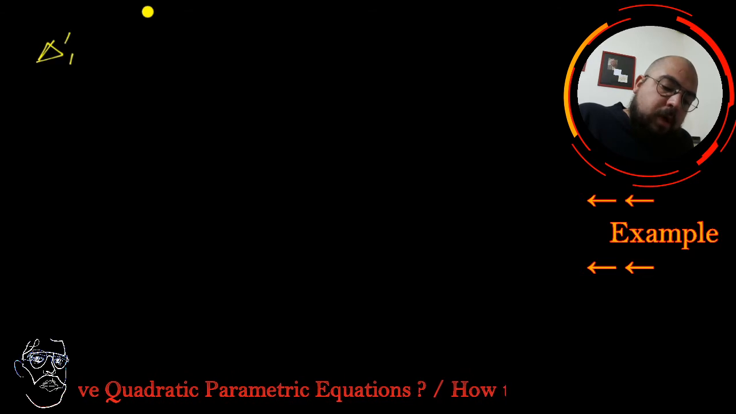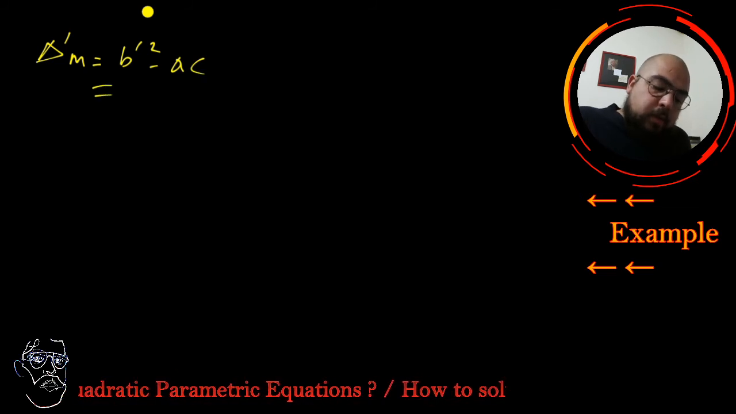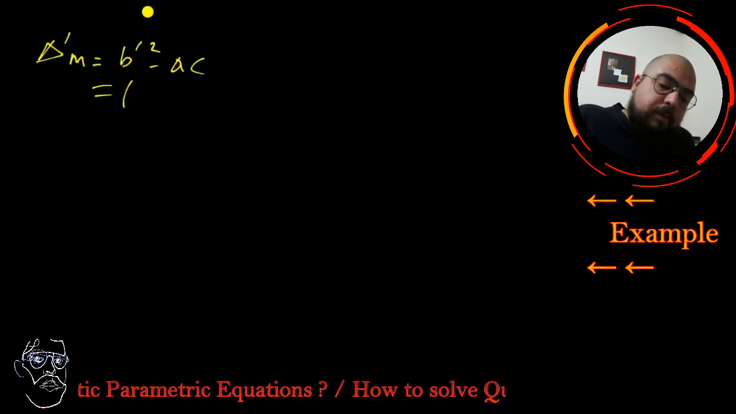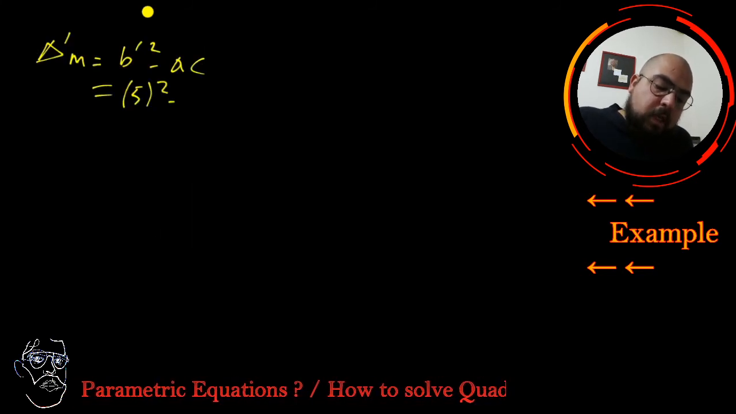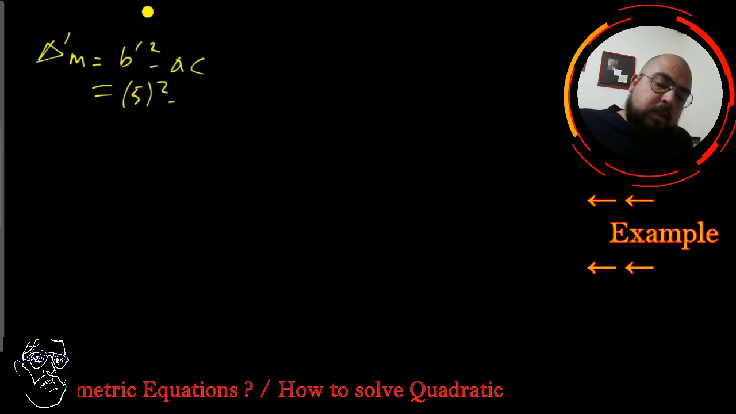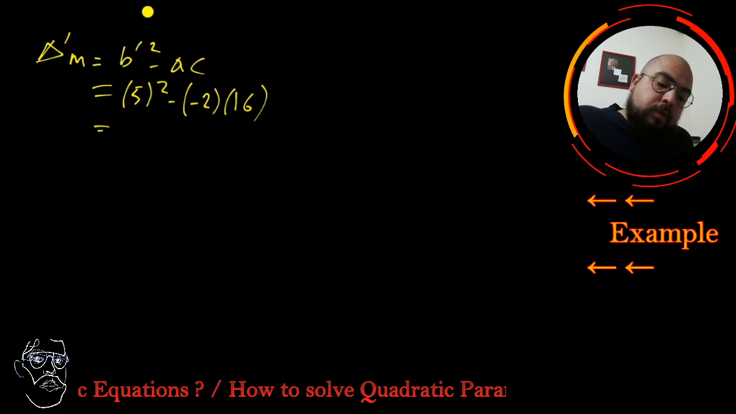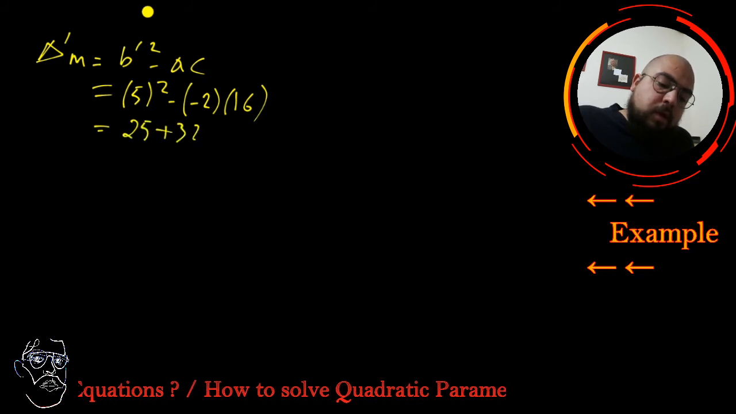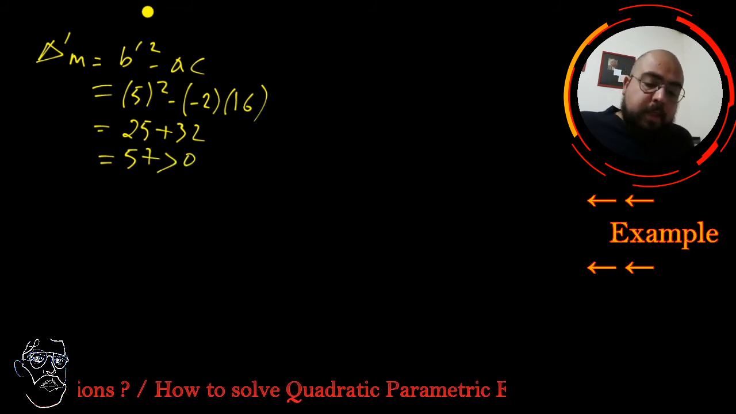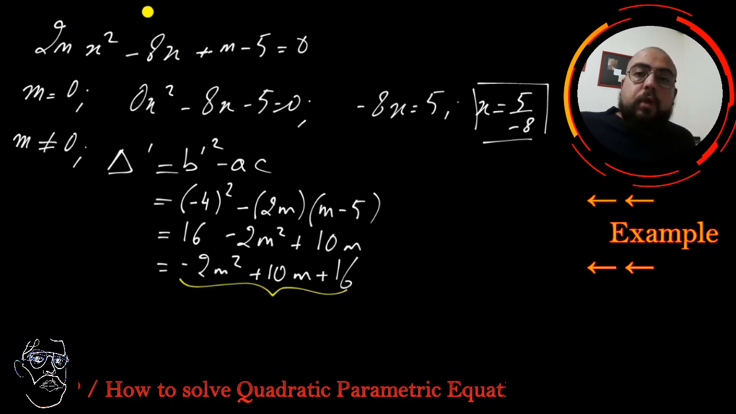I will say delta prime of m is equal to b prime squared minus ac. If you can remember, b is 10, b prime is 5, so it will be 5 to the power of 2 minus a, which is minus 2m, so minus 2, and c is 16, so it will be minus 2 times 16. It will be equal to 25 plus 32. It's 57, which is positive. What does it mean? It means that this equation actually has two distinct real roots.